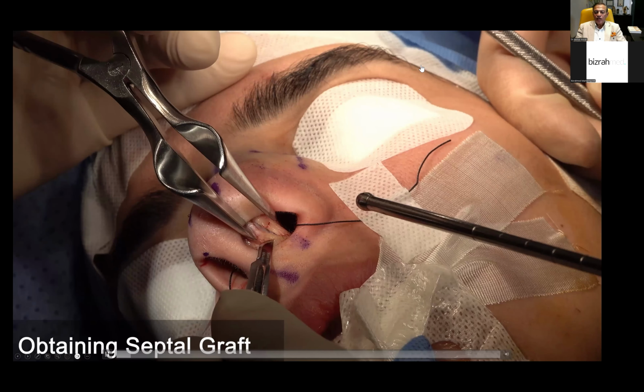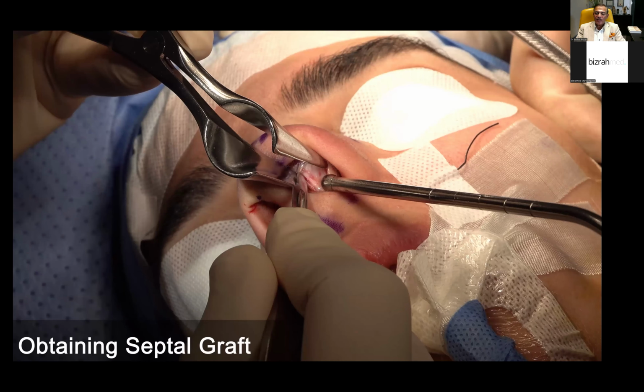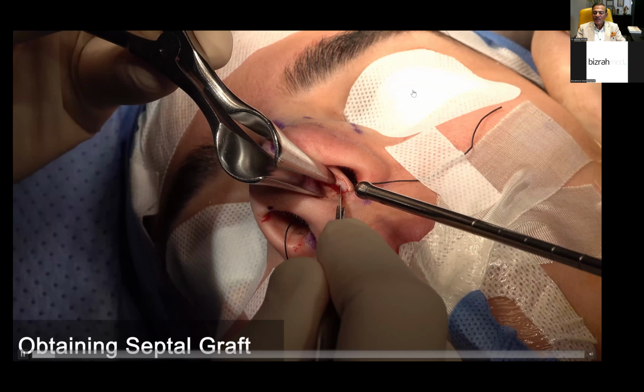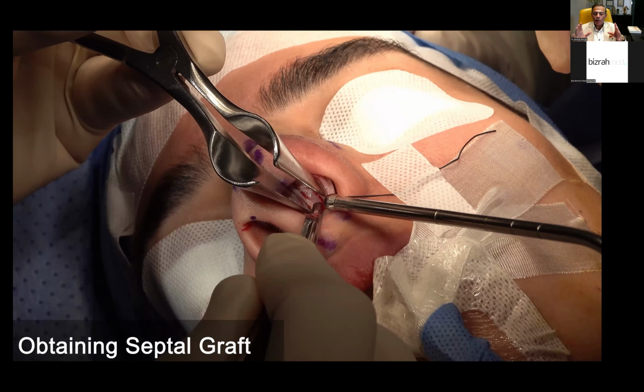Nasal approach, as you see, close approach. And as I said, the first step is to do the hemitransfixion incision and obtain the septal graft. And as you see, we are presenting the actual time of the procedure. We are not cutting anything.